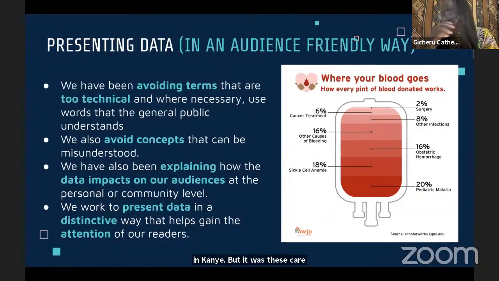And we also avoid concepts that can be misunderstood. A lot of science communication coming from government, or even from the scientists themselves, is talking about health surveillance. In our context, especially in Kenya, when you say surveillance, already everybody thinks it's the police. And you don't want people to misunderstand that health surveillance has nothing to do with the policeman. It has nothing to do with the security agencies. So you can't use that word, health surveillance. You need to think of another word to talk about that.